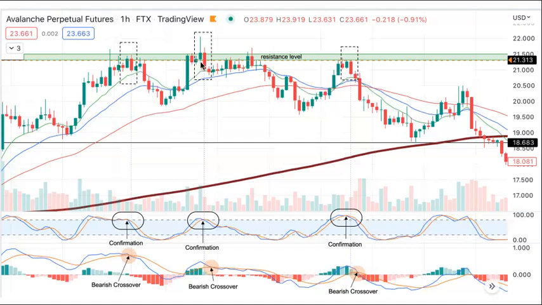This is an uptrend, but it hit resistance, right? And it refuses to go up. So it could come down. That means the trend could change. You get what I mean? But of course, we don't know whether it will change or not.